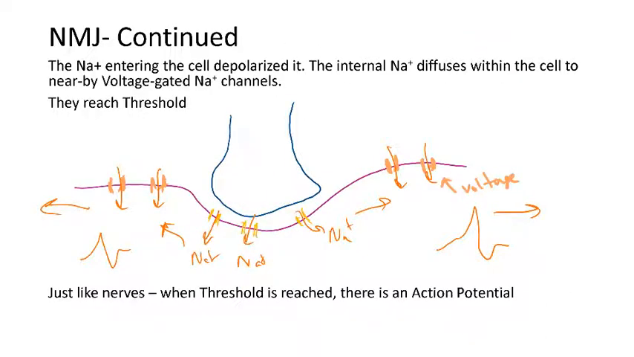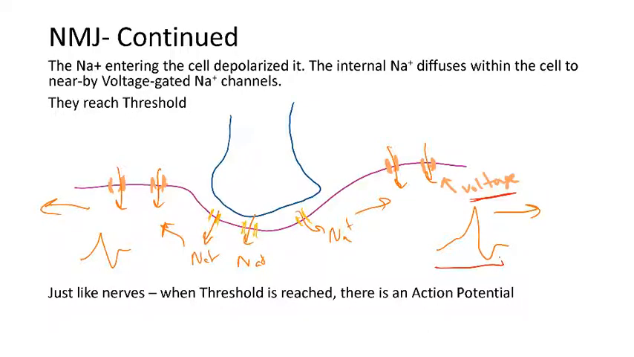All right, so to continue. When the sodium comes in, we see that it floods this neuromuscular junction, and inside the cell, it's going to diffuse. Well, close by, we have voltage-gated channels. Just like in the axon, the voltage-gated channels will reach threshold and will start an action potential.